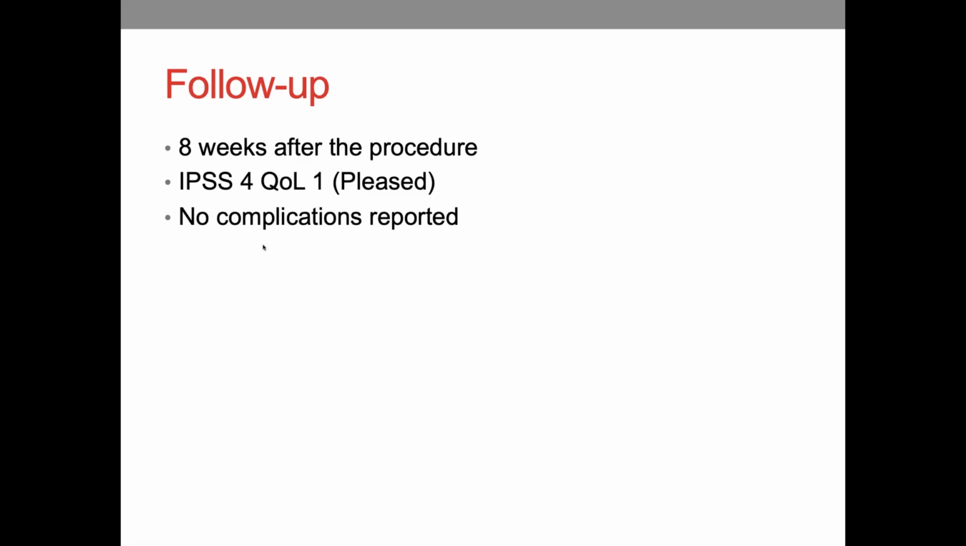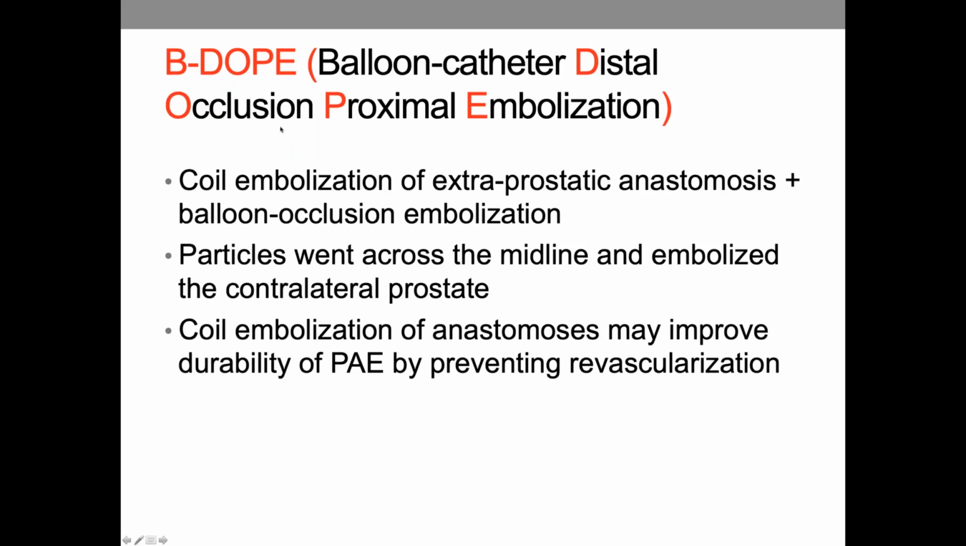And he didn't report any complications, which was really good. So I have a name for that type of embolization. I call it B-DOPE. It stands for balloon catheter distal occlusion, meaning distal coil occlusion, and then proximal embolization. I try to compete with Francisco Carnevale, but I really can't. He's the master of acronyms. So this is the B-DOPE method.